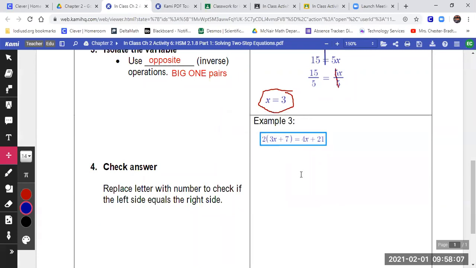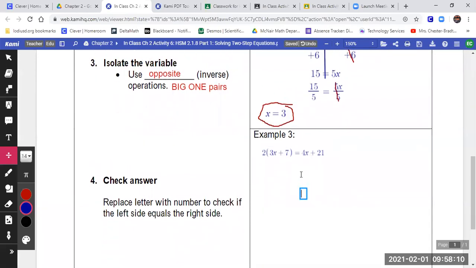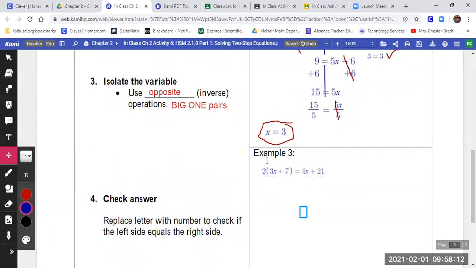All right. So do I have combined like terms? No, I have a distributive property. That's where we have this number on the outside and a parentheses. What does that mean when we have it set up like that? What does it mean when we have this 2 on the outside and a parentheses? What are we supposed to do? What math operation is that telling us we're supposed to do?